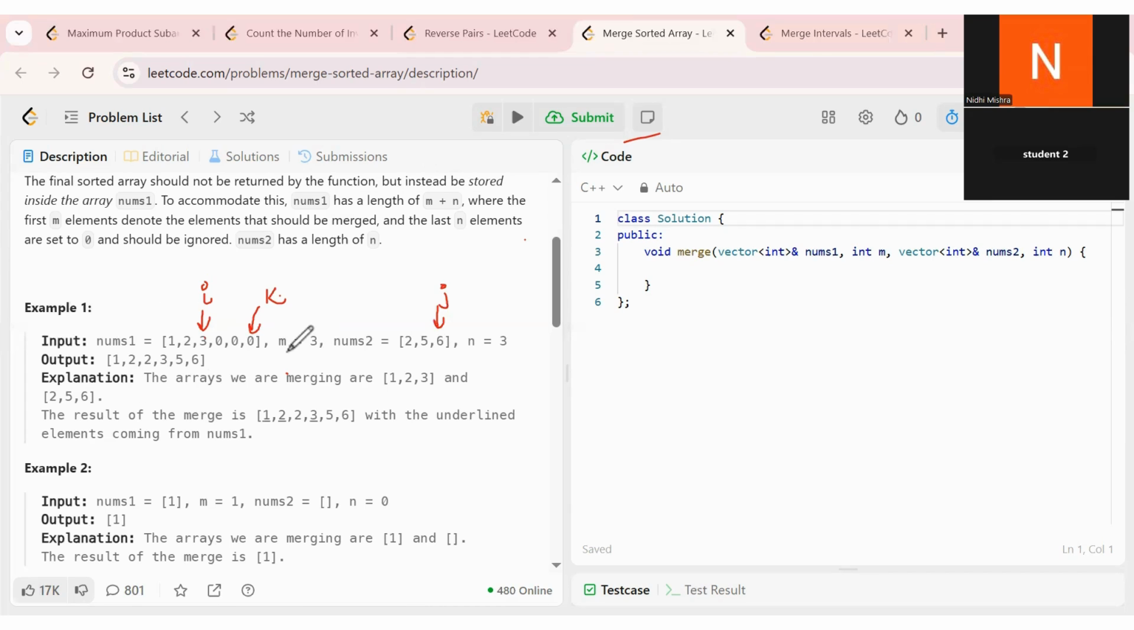I'm trying to tell that we can compare the ith element and the jth element of nums1 and nums2, and we'll push the larger element into the kth position and then decrement k. So I just push 6 and K is here. Now I push 5 and K is here. Then 3 is pushed and K is here, and I is here. Now it is 2 only, so I can push anyone. I just push it and J will be here. And J will be 0, it's okay.